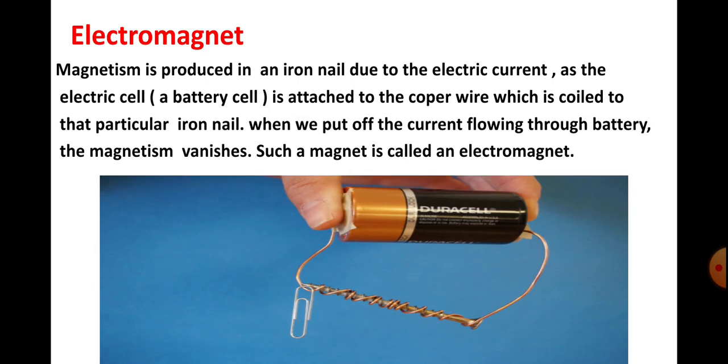Next, electromagnet. Magnetism is produced in an iron nail due to electric current. An electric cell, that is a battery cell, is attached to a copper wire which is coiled around that particular iron nail. When we switch off the current flowing from the battery, the magnetism vanishes. Such a magnet is called an electromagnet. This magnetism is temporary.